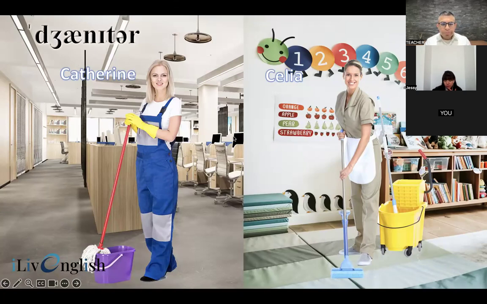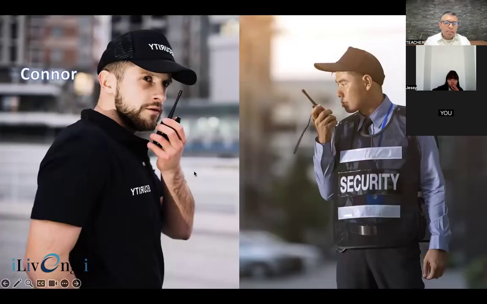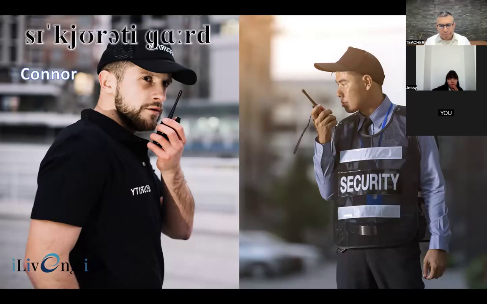Janitor. Exactly. This occupation is janitor. Good, you. Now the question is, what is Catherine and what is Celia? Perfect. Next, Jesse. Security guard. Exactly. Perfect. Good pronunciation. So what is Connor and what is Alfred, Jesse? Connor is a security guard, and so is Alfred. Perfect. Next, you.